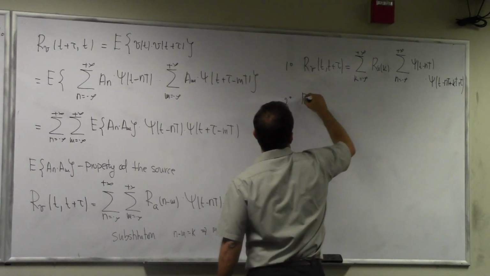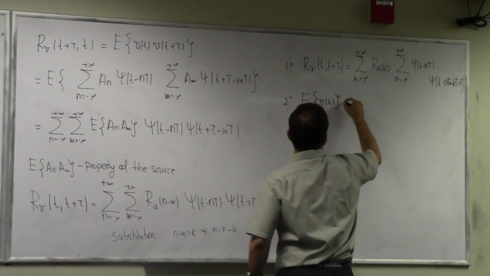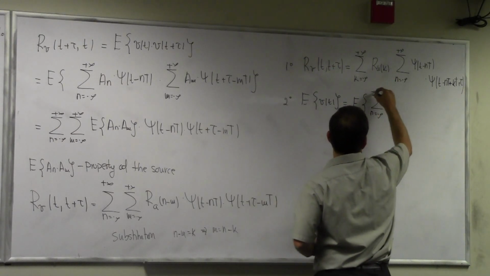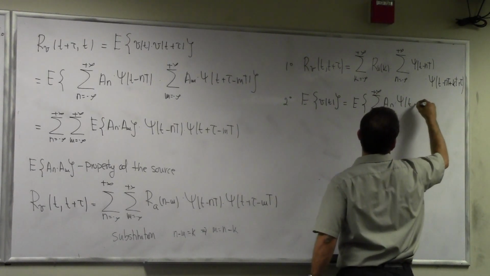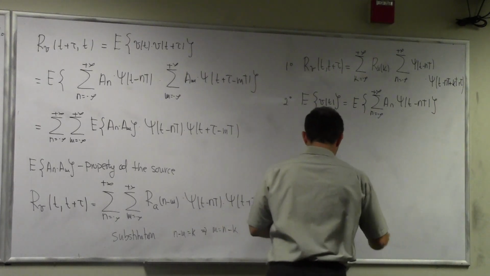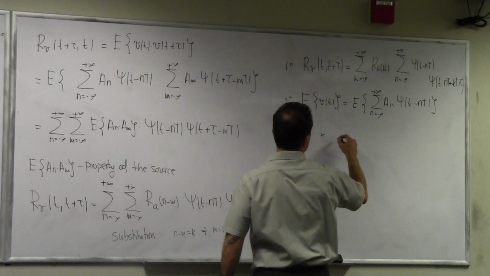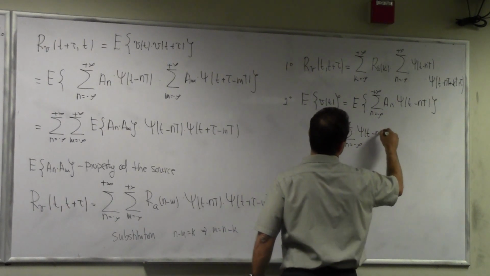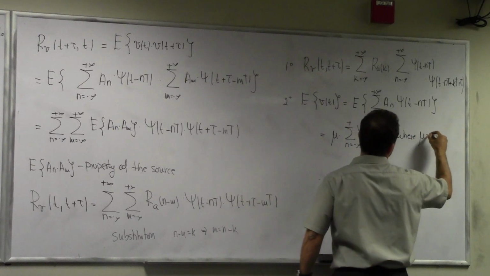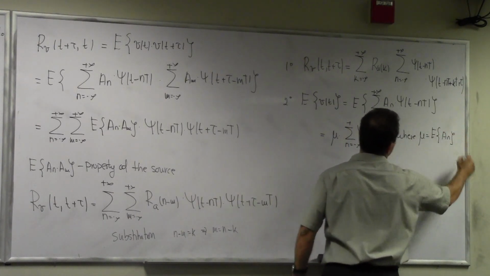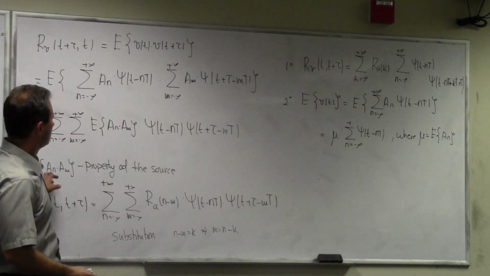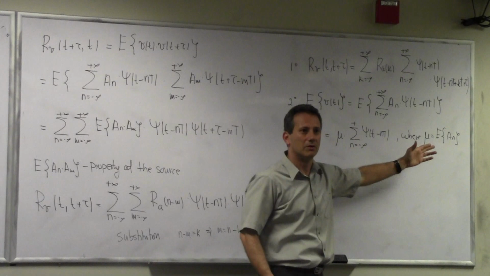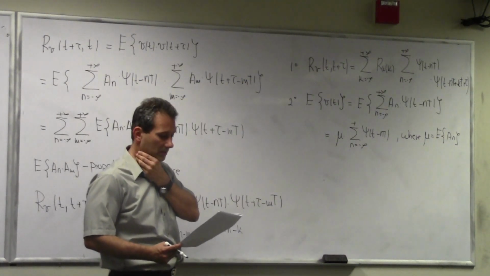The second result is the expected value of v of t. What's the expected value of v of t? This is the expected value of the sum when n goes from minus infinity to plus infinity of an times psi of t minus nt. And this is equal to essentially mu times the sum when n goes from minus infinity to plus infinity of psi of t minus nt, where this mu is the expected value of an, that's the expected value of my symbols here. But you already kind of know that this is going to end up being 0 most of the time, but in the general case it doesn't happen.